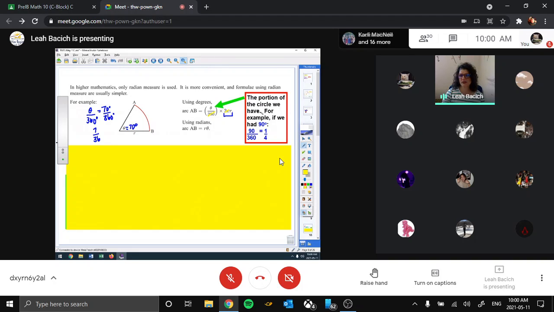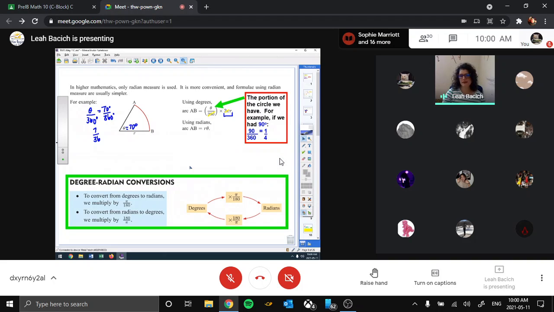So the portion of the circle that we have is what I was trying to get at here. If I have 70 degrees, what portion is that? It's 7/36 of the whole circle. If we take a nicer one, like 90 degrees, if I say 90 degrees divided by 360 degrees, isn't that a quarter of a circle? Maybe that one's a little easier to get your head around.